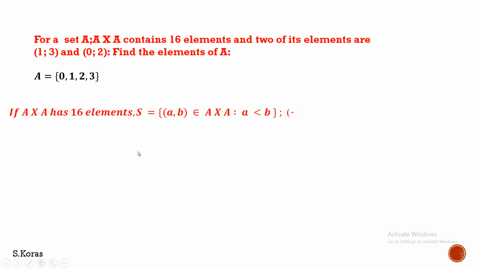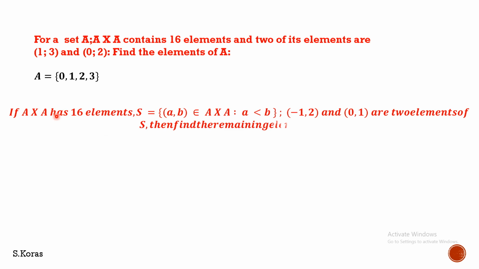Now let us see one more problem. Here it is given that A cross A has 16 elements and S is equal to the set of (a, b) belonging to A cross A such that a is less than b. Moreover, they are saying minus 1 comma 2 and 0 comma 1 are two elements of S. Then find the remaining elements of S. How to find it?